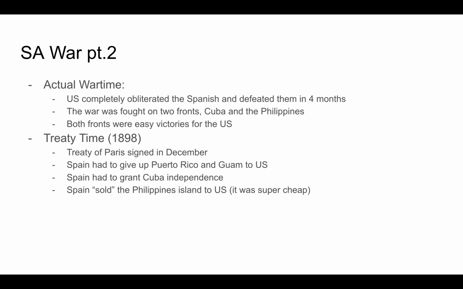Treaty time, 1898. The Treaty of Paris was signed in December. Spain had to give up Puerto Rico and Guam to the U.S. Spain had to grant Cuban independence, and Spain, quote unquote, sold the Philippine Islands to the U.S., but it was actually really cheap.